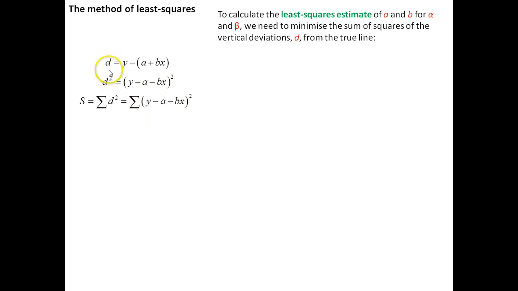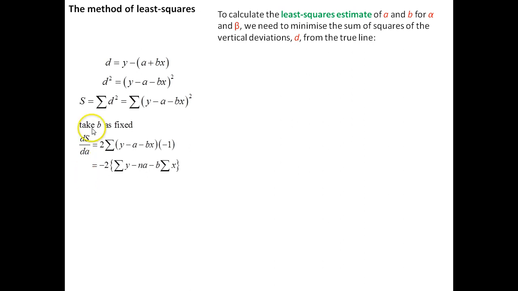So d is the difference between the true value y and our estimated value a plus bx. So we're going to square that value. So it becomes y minus a minus bx, we square that and then we add them all up. So S is the sum of the deviations squared, which is the sum of all the y minus a minus bx all squared. We're going to take b first of all as fixed.